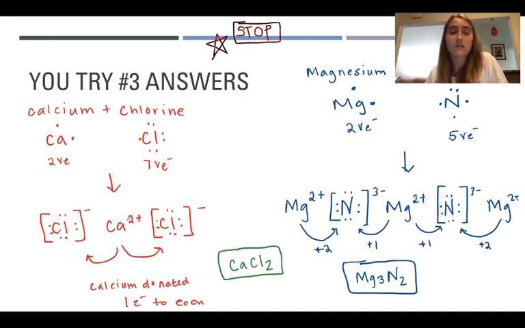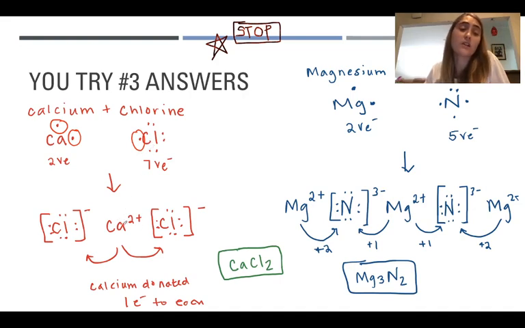So let's look at calcium and chlorine first. Calcium, again, the first thing you're going to do is depict how many valence electrons it has. Calcium has 2 valence electrons. Chlorine has 7 valence electrons. So chlorine, just by looking at this already, only needs 1 more valence electron to fill its octet. But calcium has 2 valence electrons that it can give. So in order for that to work out, we're going to need more than 1 chlorine.